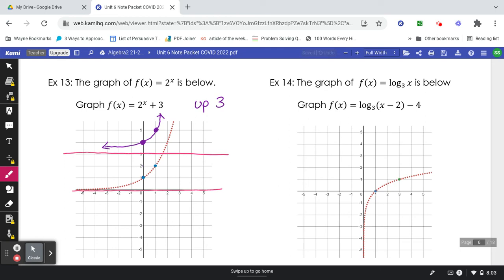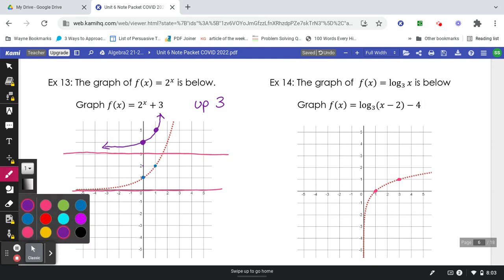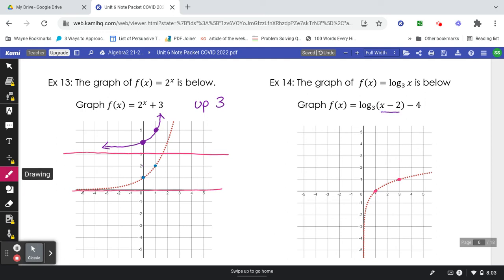All right, problem 14. Again, they graphed it for us on the first one. So you have the points 1, 0, and 3, 1. Let's see what we have to do here. We're going to have to move this graph right 2 and down 4. So each of our points will move right 2 and down 4. Here we go. Right 2, down 4. Count that out carefully. This next one, right 2, down 4.